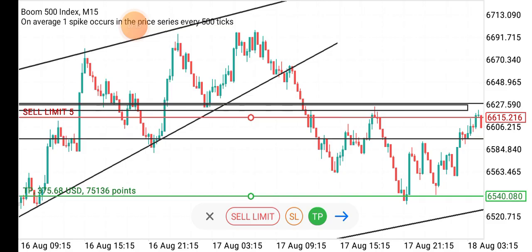So you can do this too. It's very simple. It works, guys. My students are milking the market on a regular basis. I'm really proud of them.